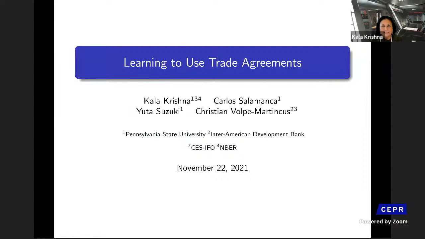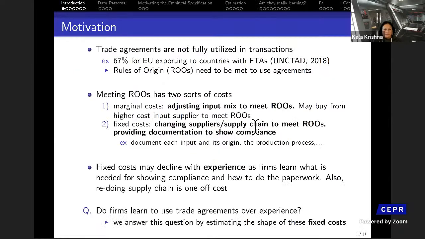Okay. All right, so this paper started because I was talking with Christian, and Christian was telling me about the data that they had at the Inter-American Development Bank. As we started talking, we realized that we could actually say something about how preferences are used because of this marvelous data that he had.